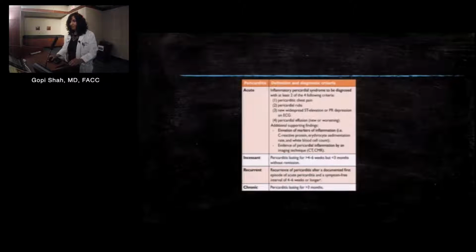So starting with acute pericarditis, the diagnosis is usually clinical. Patient comes in with chest pain. You have a rub. You may have EKG changes of ST elevations and PR depressions across the board. And of course, pericardial effusion, which is new or worsening on echo.